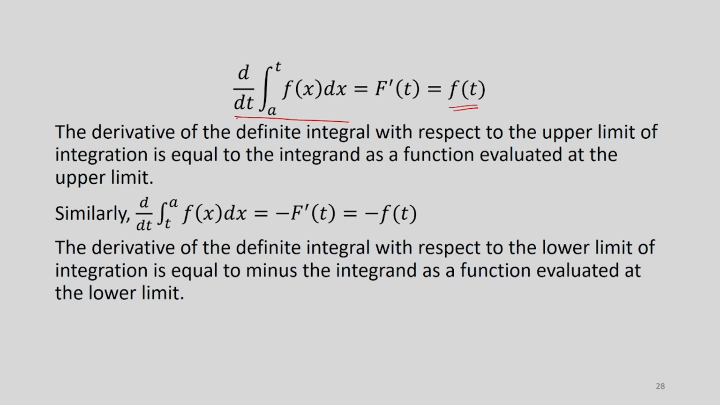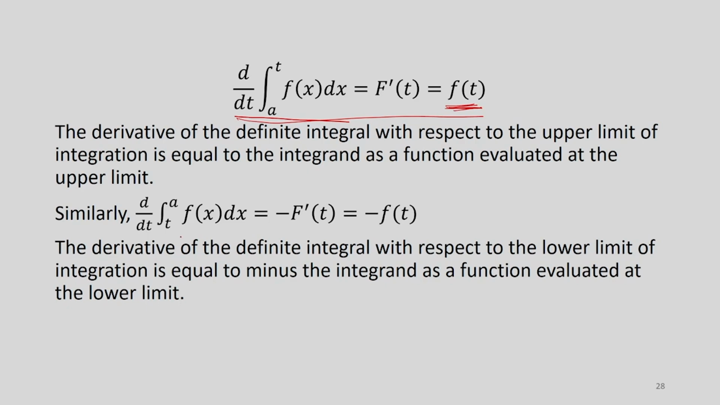So, what does this relationship mean? The derivative of the definite integral with respect to the upper limit of integration is equal to the integrand as a function evaluated at the upper limit. So, this is the integrand, small f(x). We are evaluating this at the upper limit, small t, and that is what we have got on the right hand side. So, that is the same thing that is written in words here.